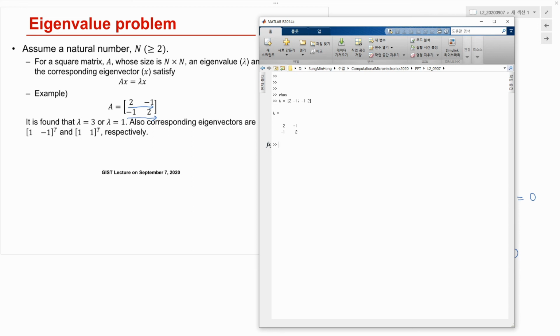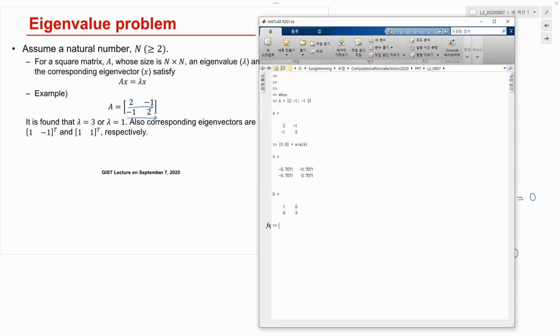Then how can we obtain the eigenvalue and eigenvector? There is a function in MATLAB called EIG. It takes matrix A as its argument and generates the eigenvectors and eigenvalues. Here V corresponds to eigenvectors and D corresponds to eigenvalues. Why don't you just type it?